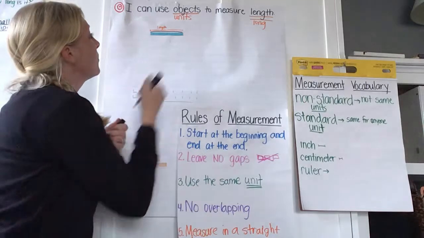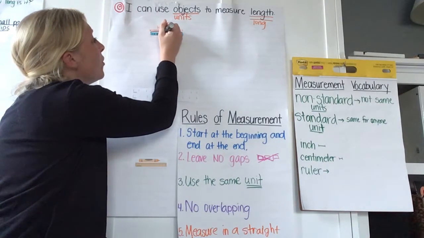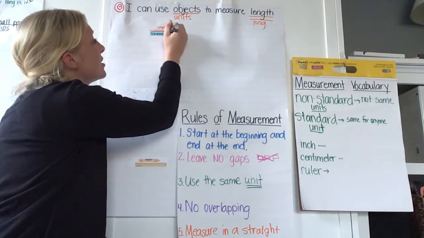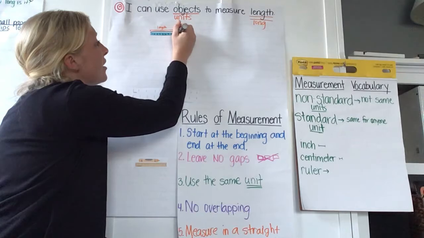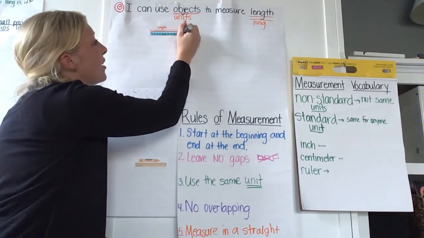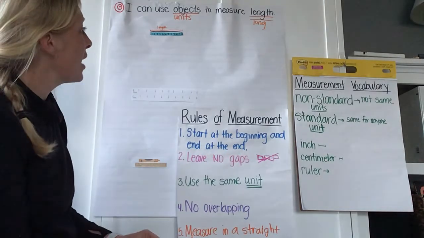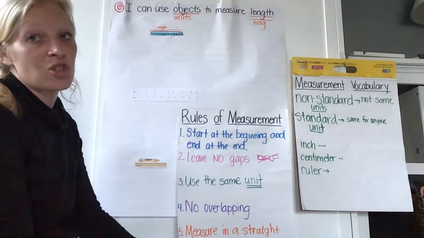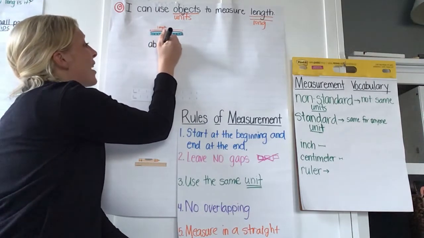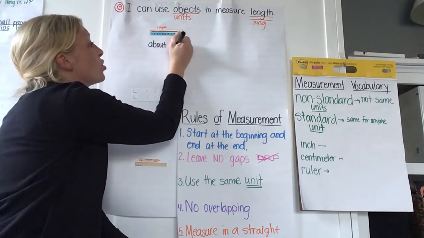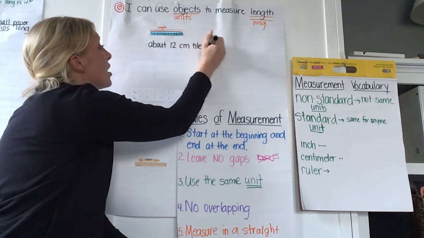1, 2, 3, 4, 5, 6, 7, 8, 9, 10, 11, and the last one is 12. So about how long is my piece of string here? It's not exactly, but it's about 12 centimeter tiles long.